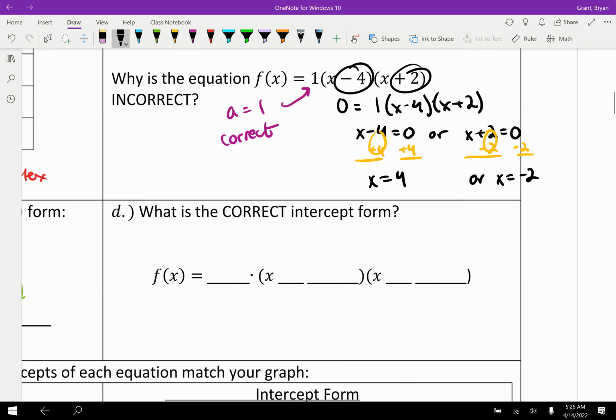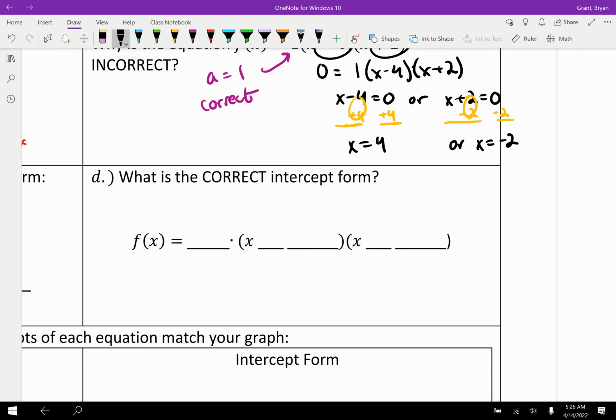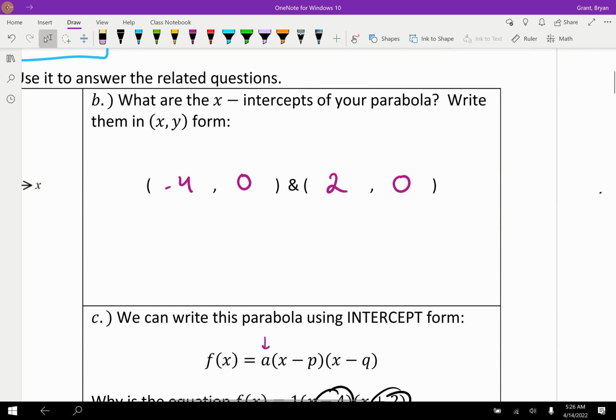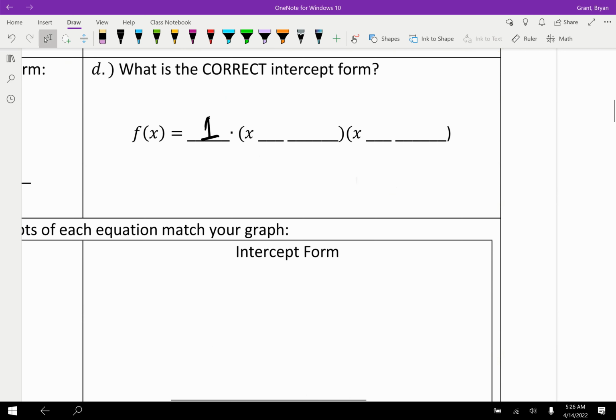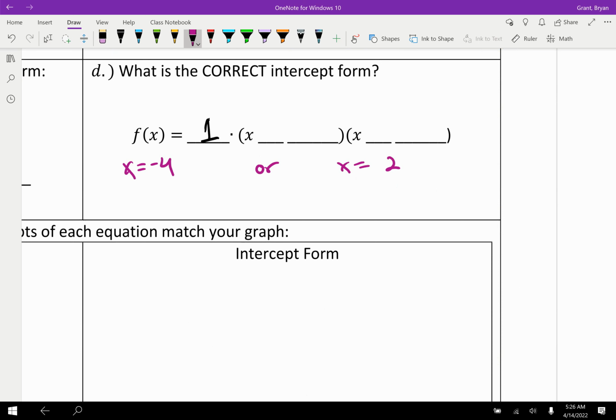So what's the correct intercept form? Can you see it? One way you could deal with the correct intercept form, though this is kind of a convoluted runaround way, we might as well get a in here, we know a is 1, is you can go through and start with your x-intercepts. We know these two guys are the x-intercepts. And we know our x-intercepts are x equals -4 or x equals +2. We can see that from the graph.